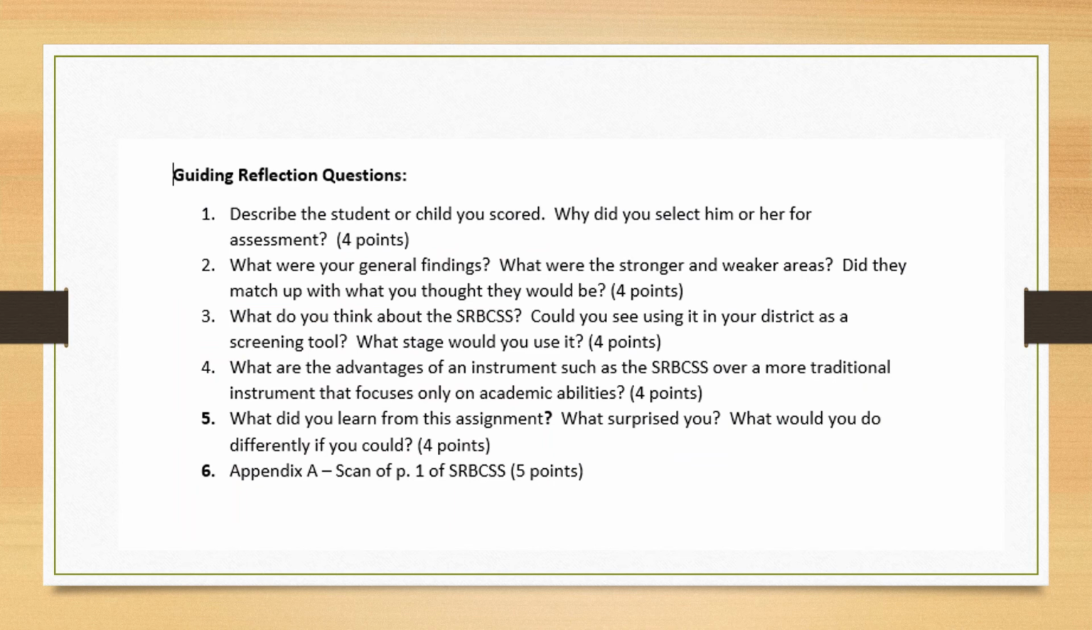Here are the guiding reflection questions for the second part of the assignment after you've given the instrument. Number 1, describe the student or child you scored. Why did you select him or her for assessment? You'll see that each of these questions has a point value, and so write it as if it was a narrative. You can use headings, and you can write, I selected the student known as such and such, who was 7 years old, because I'm very familiar with him from my class, whatever the answer is.